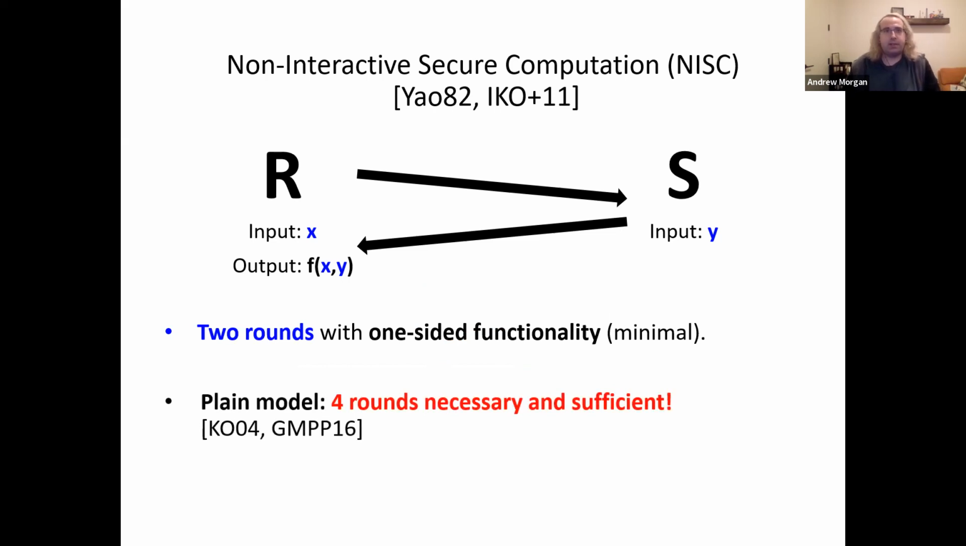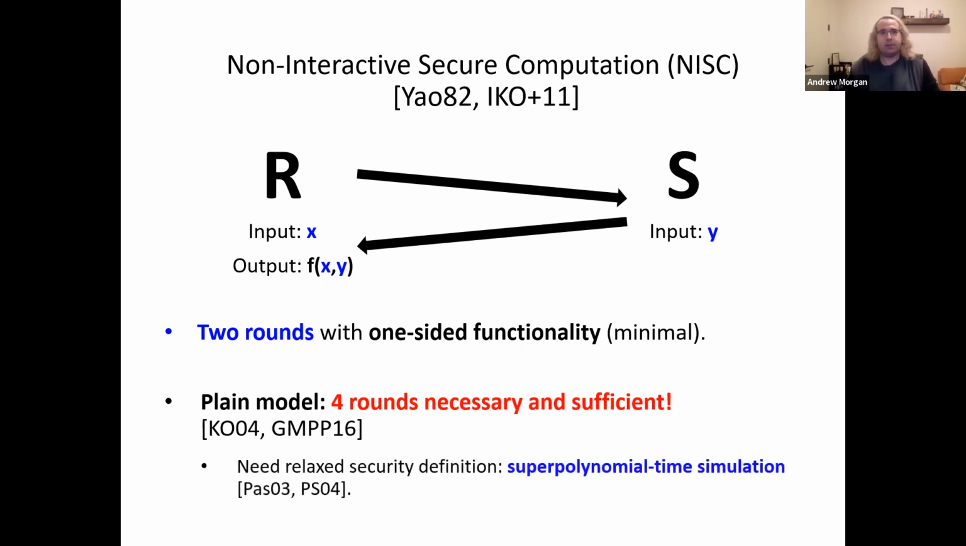In the plain model, it is just as well known that 4 single message rounds are both necessary and sufficient for maliciously secure two-party computation under standard simulation-based security. So, to construct NISC in the plain model, it is necessary to use a standard relaxation of security known as super polynomial time simulation, or SPS, where the simulator is allowed to run in slightly super polynomial time.